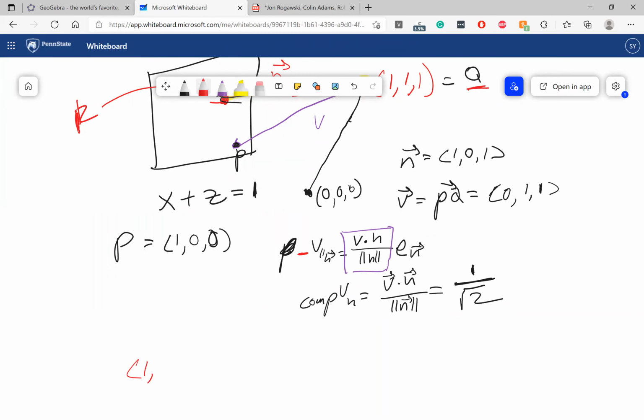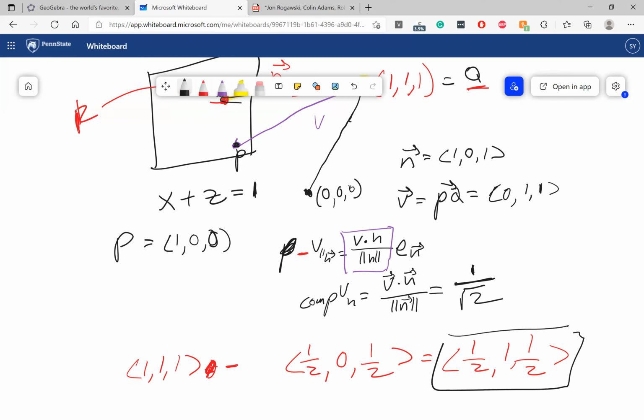It's the vector 1, 1, 1 plus, or let's go minus at this point, minus 1/2, and then we need this times n over the magnitude of n. So we know that the magnitude of n is the square root of 2, so we can get rid of that square root. And so that gets rid of this magnitude. And so then it's 1/2 of n, which is going to give us 1/2, 0, and 1/2. And this is going to be 1/2, 1, and 1/2. So does it make sense that this over here is the point R?